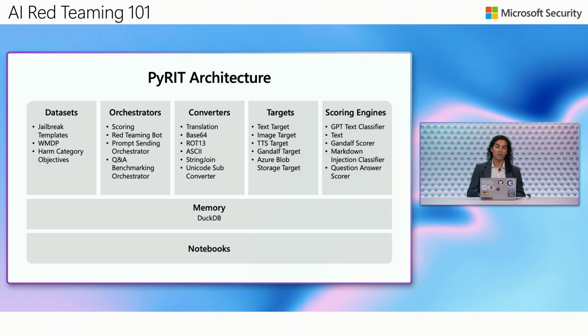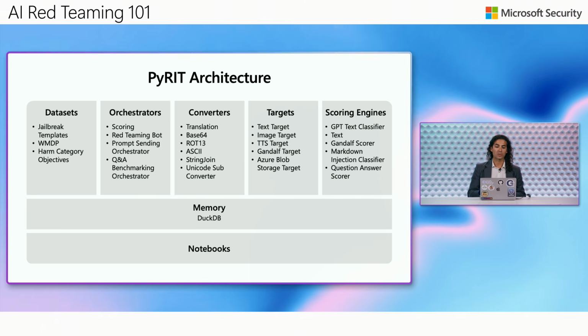We have various harm categories and objectives that you can leverage for the specific application you are working on. Then we have this concept of orchestrators. Orchestrators perform the end-to-end attack. We can have something like a red teaming bot orchestrator that automatically performs the attack. We have a crescendo orchestrator, a scoring orchestrator, and a question and answer benchmark orchestrator. So these are like end-to-end workflows.